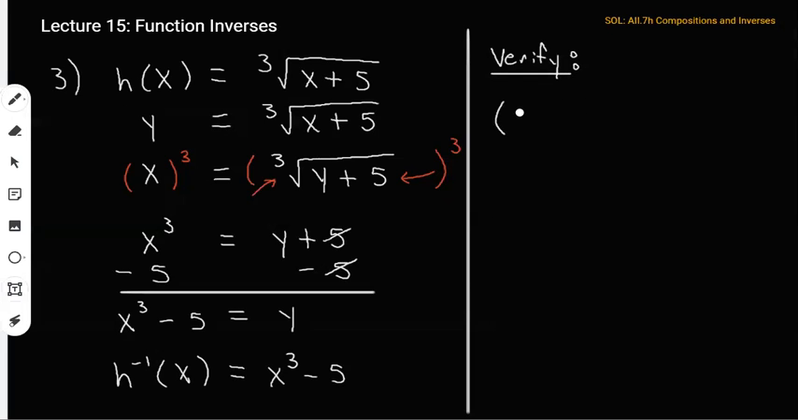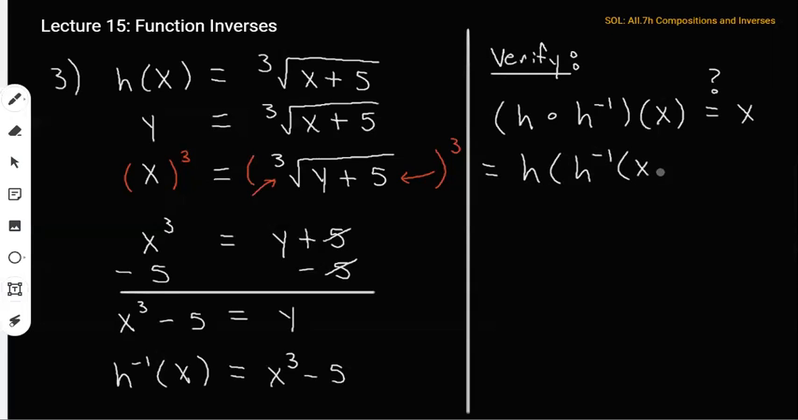So I'm going to take h, and I'm going to compose it with h inverse. And when I evaluate at x, I want to see if I get x back. So I'm going to put a question mark above the equal sign, because I don't know if it's true yet. Okay, so the h is going to come first, and then I'm going to have h inverse on the inside.